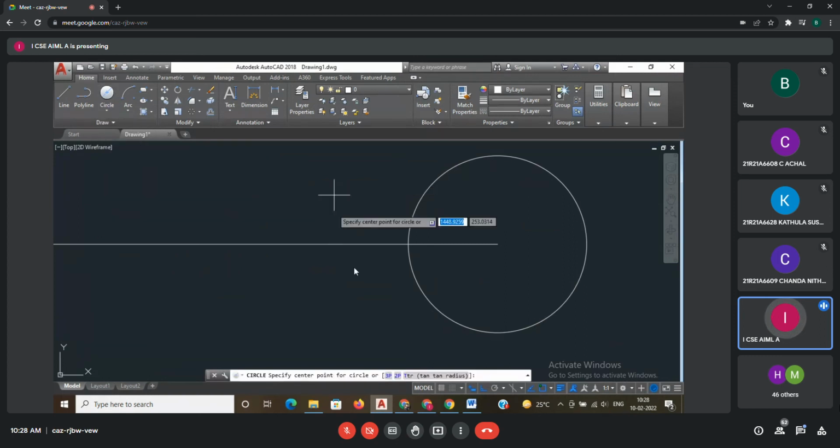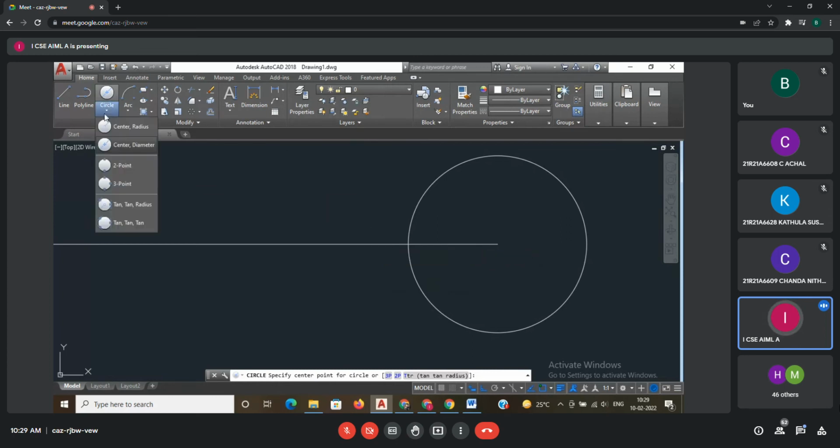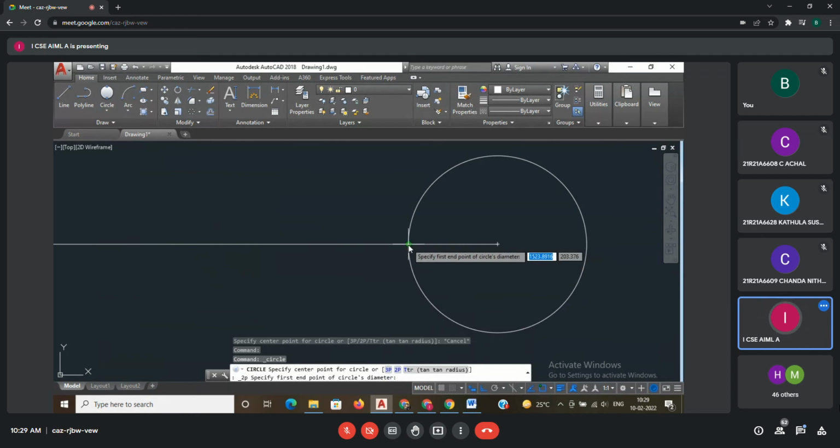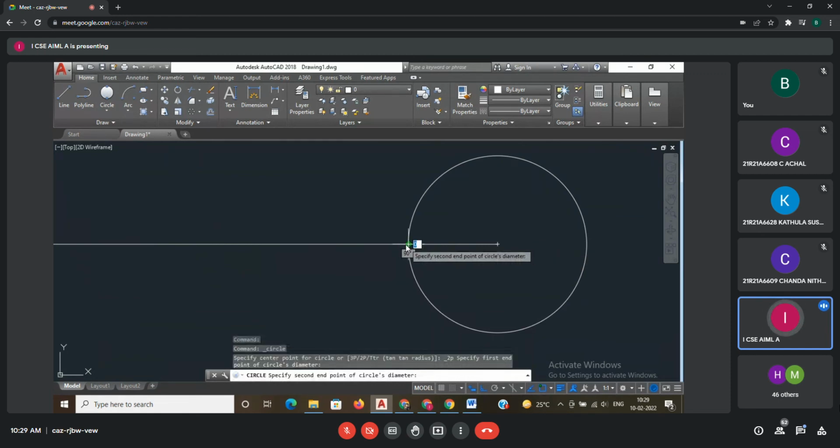Where will be my center? I don't know the center. Here I know the center of the larger circle. On this larger circle, the smaller circle is rolling. For that smaller circle, I don't know the center. I just drew the rough line. Okay, it's not center and diameter, it's not center and radius. We have to select the 2-point method. The first point of the circle is on the larger circle. The second point is how much? 50. That's it.